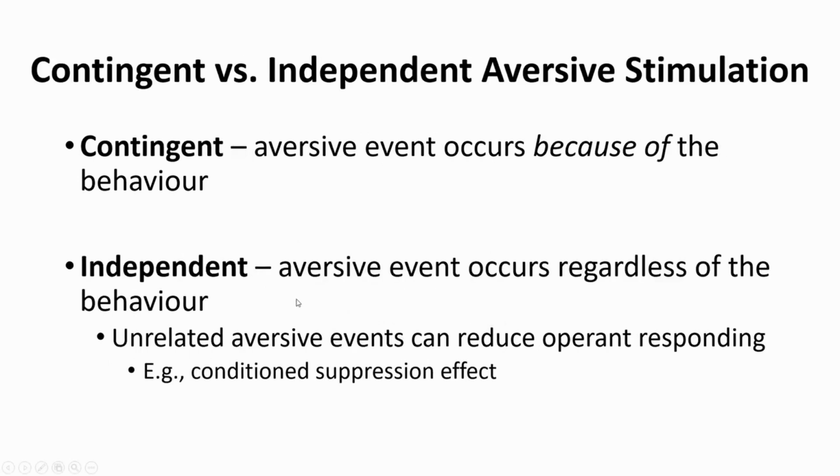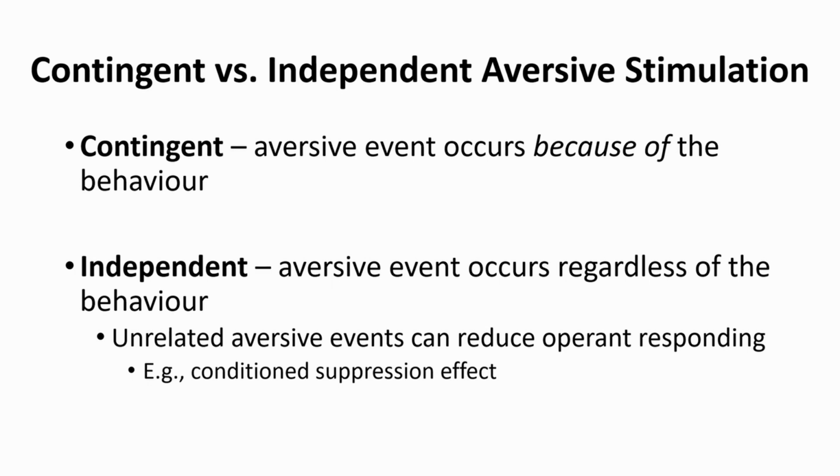Another factor that we should probably consider is the idea of contingent versus independent aversive stimulation. Now, what we've been talking about so far in relation to punishment is contingent aversive stimulation, where our aversive event occurs because of the behavior that's been done. So you get a speeding ticket because you've been speeding, or an animal receives a shock because they pressed a lever at the wrong time. Contingent aversive stimulation tends to decrease the occurrence of that behavior.